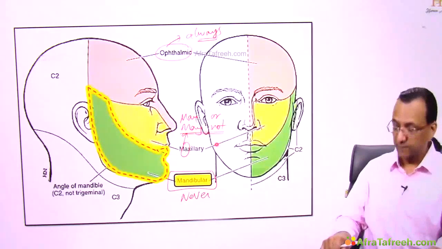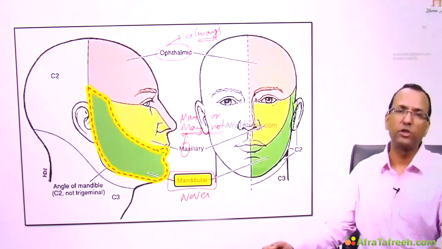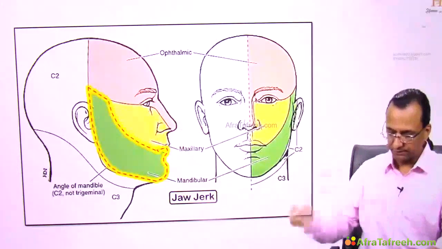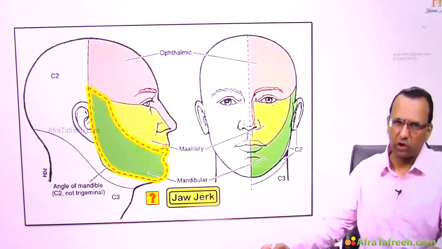according to Harrison's Medicine. And mandibular nerve is never a content. So one question came, one of the AIIMS questions: cavernous sinus thrombosis, is the jaw jerk working? What is the question? Cavernous sinus thrombosis, is the jaw jerk working?